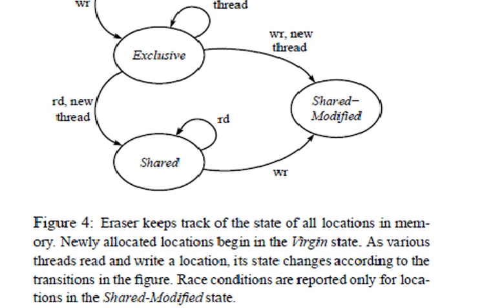as various threads read and write a location, it changes according to the transitions, like in this figure. According to the transitions, it changes, and the race conditions are reported only for locations in the shared modified state. Now let's move on to the next slide.